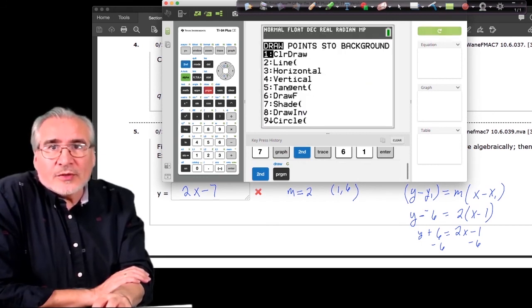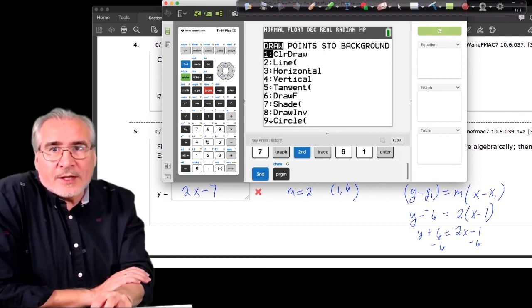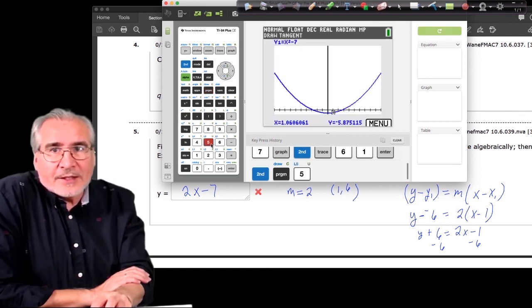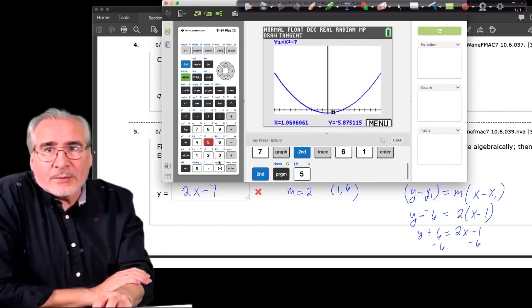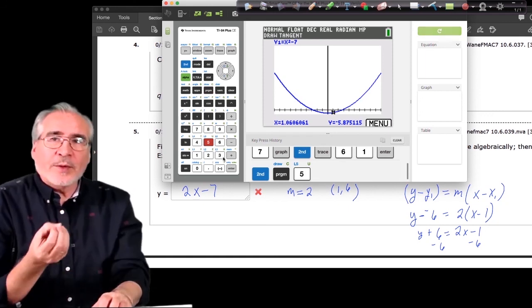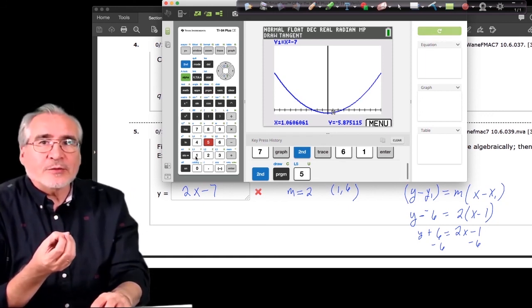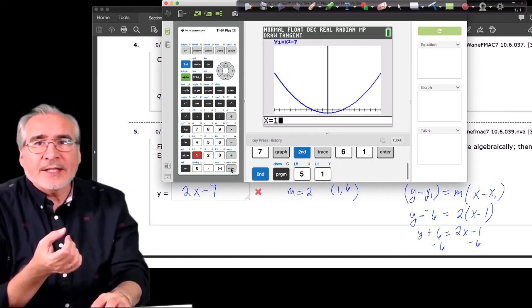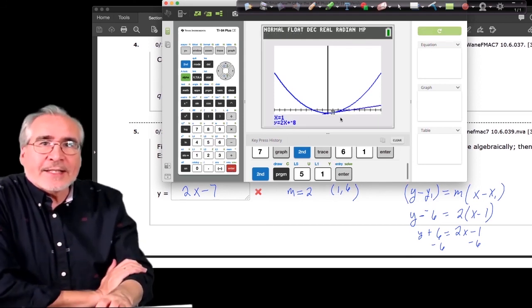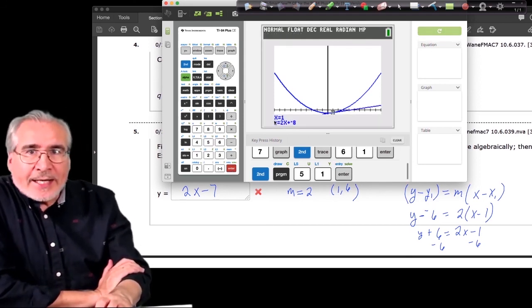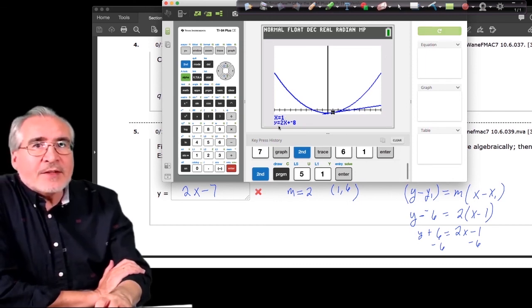And I can choose to actually draw the tangent line, which is number 5. This is so cool. I just love this part. Where do we want the tangent line? We want it at x equals 1. I just tell it x equals 1. I hit enter. Watch this. I get to see the tangent line. I get to see that I'm at x equals 1. And I even get the equation of the tangent line.